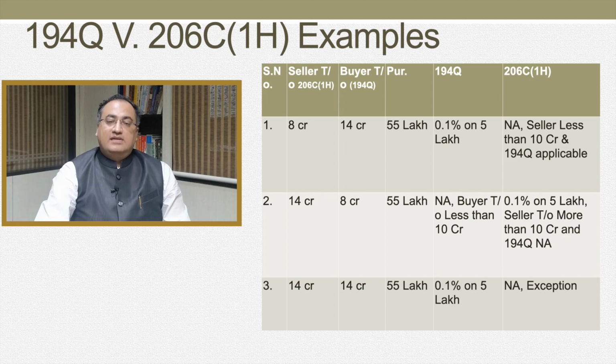So let us take the example, if the purchase transaction is 55 lakh, how much will be the TDS or TCS? As I said, TCS will not be applicable, but TDS will be 0.1% of 5 lakh, which is over and above 50 lakh.